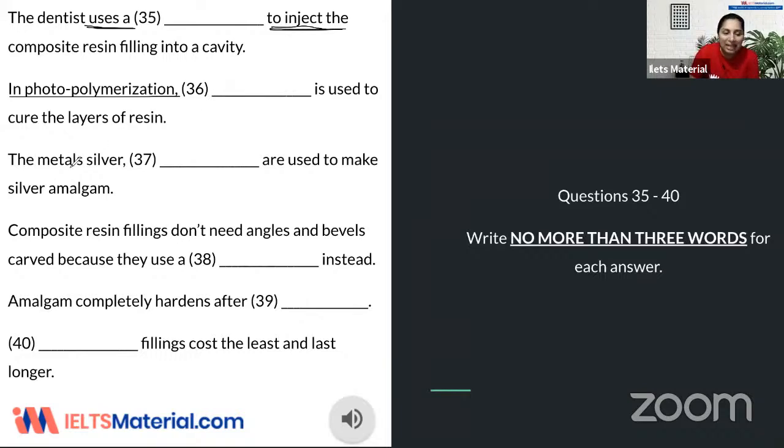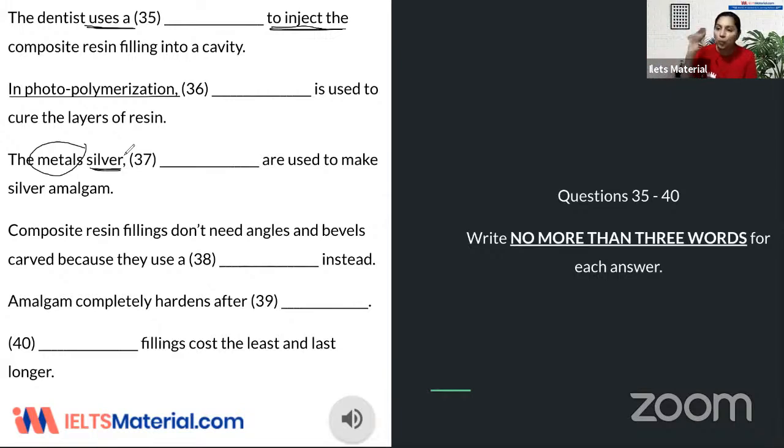Next is the metals. Silver. Now this is the thing which you should focus on. They are talking about metals. When they talk about metals, then they are going to talk about more than one metal. So one they have already given. They have given silver. There can be 2 more. There can be 1 more.